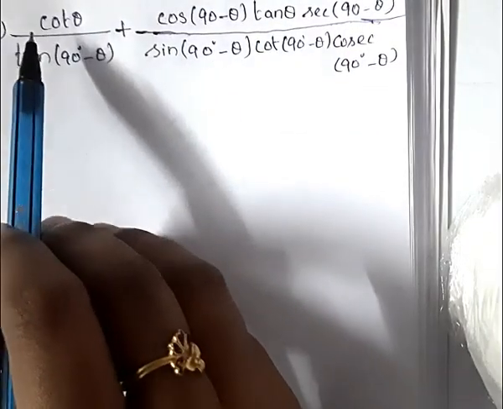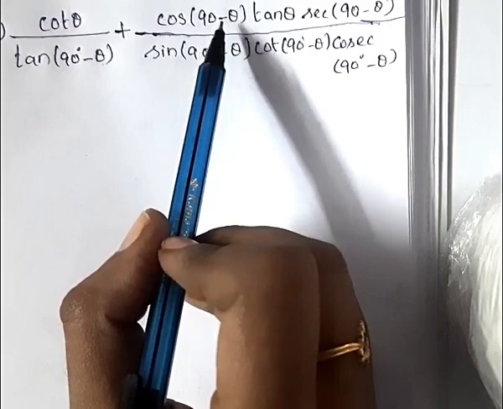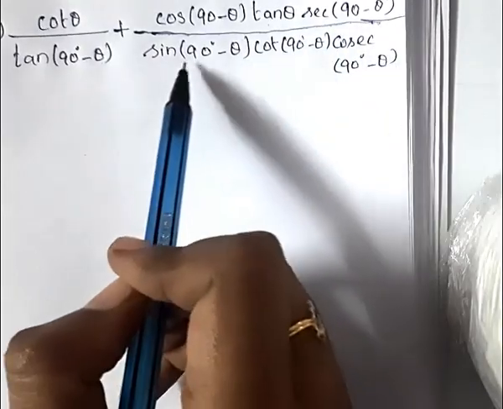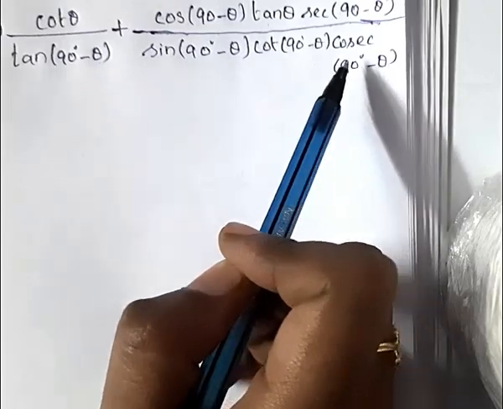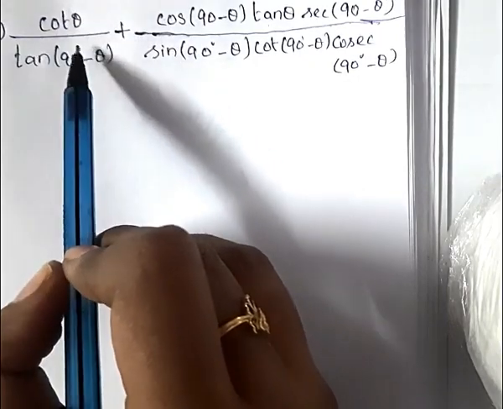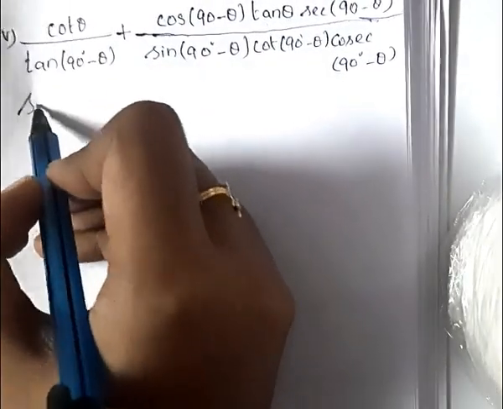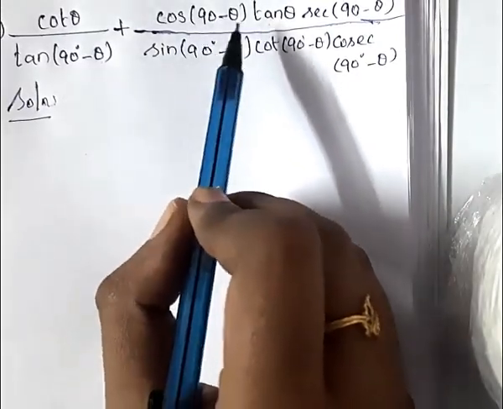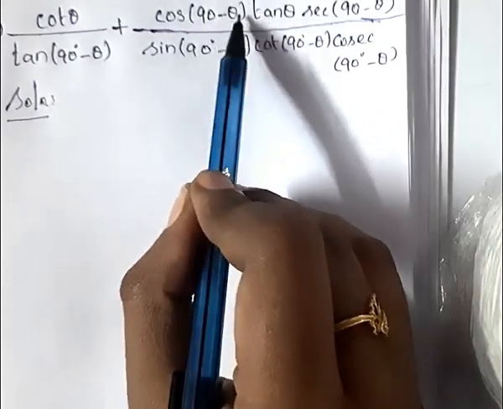Next problem is cot theta by tan (90 degree minus theta) plus cos (90 minus theta) tan theta sec (90 minus theta) by sin (90 minus theta) cot (90 minus theta) cosec (90 minus theta). So here some angles have theta, some angles are 90 degree minus theta. So I am going to apply the complementary angle formula only for this 90 minus theta. I'll keep this theta as it is. I'll apply only the value of 90 minus thetas.